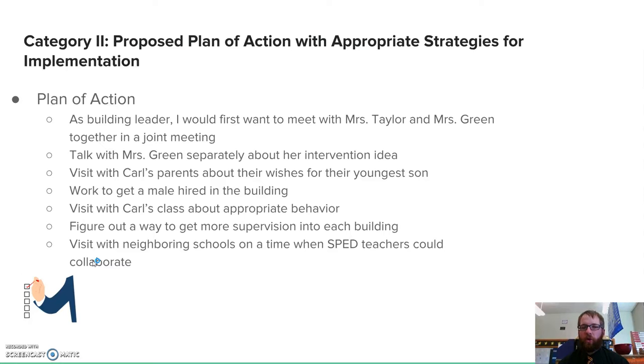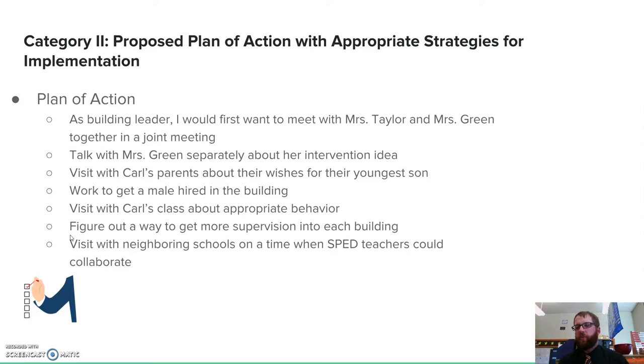I'd like to sit down with Carl's class just to talk about behavior, what we're seeing, and how they can help in this situation. Again, I'm talking about that more supervision. Maybe that's a good thing to go to the Board of Education with, possibly. And then also visiting with schools on maybe a good time to get SPED teachers together to collaborate.